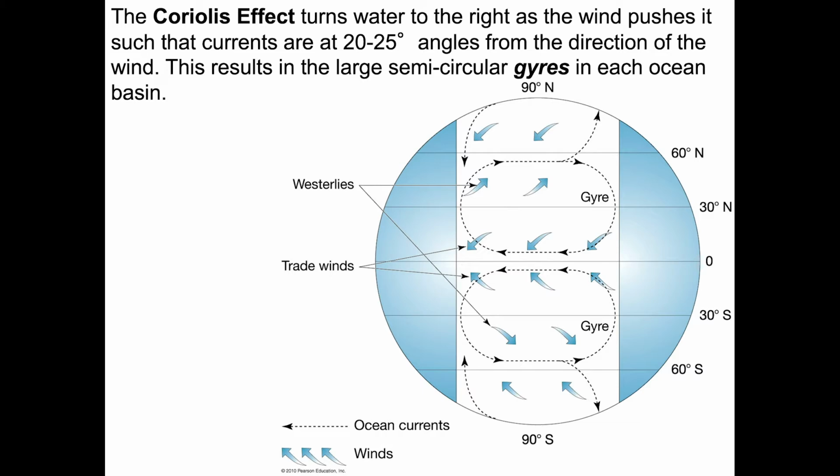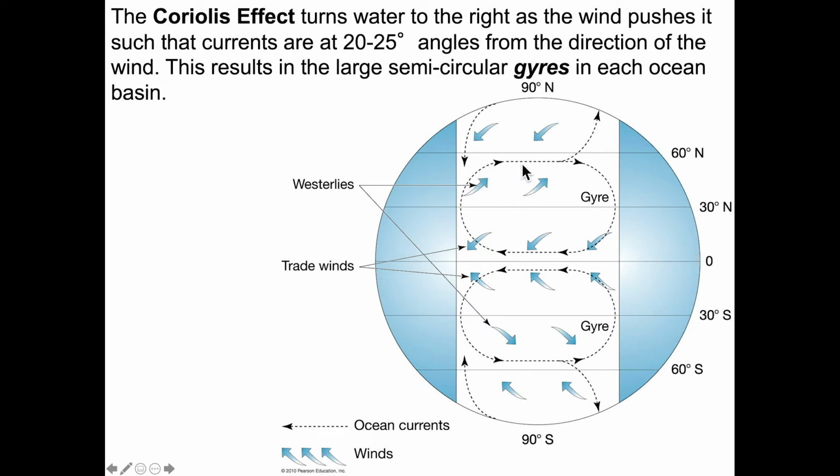So here, in a very simple schematic, we have a gyre. We'll say it's the North Atlantic. We have the trade winds here blowing to the west. They're going to force this water to the west. It's going to curve to the right because of the Coriolis effect. It then gets entrained in the westerlies at the mid-latitudes.